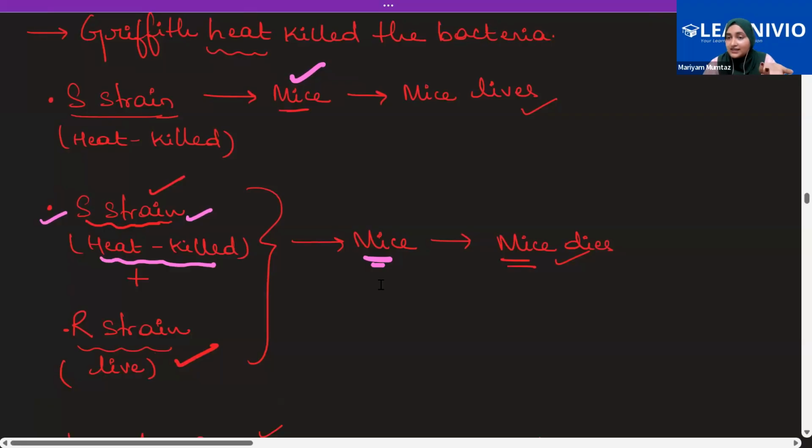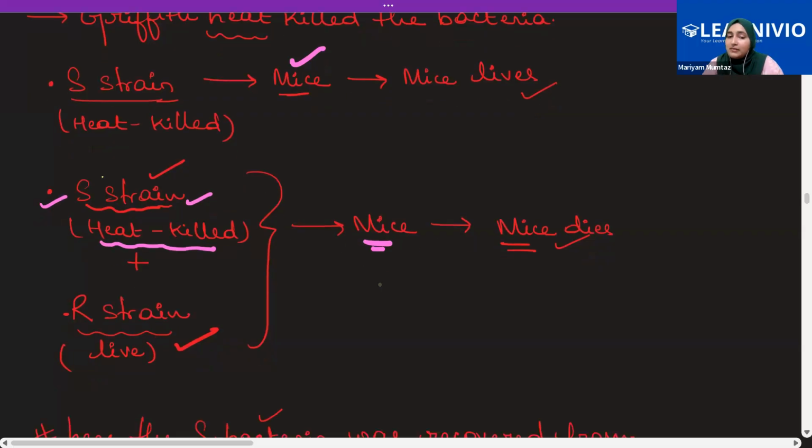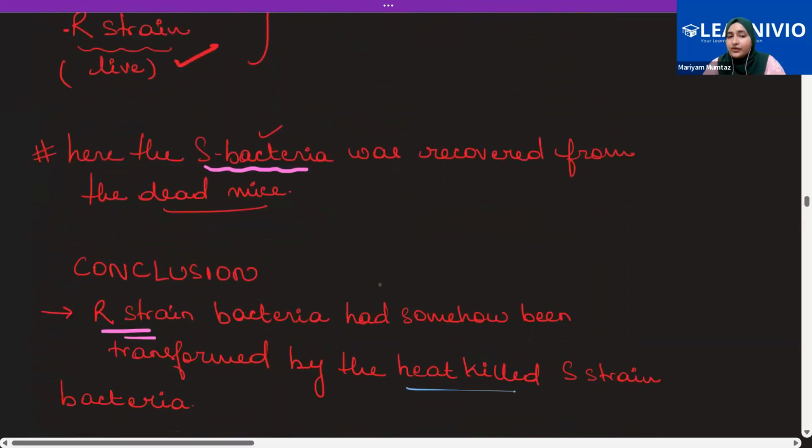And to his surprise, the mice died. Even though the S strain was killed and only the R strain was there, which doesn't kill the mice, still the mice died. So what is the case? He said that maybe something from the S strain came to the R strain and transformed it to become a virulent type. This is what he meant by transforming principle.